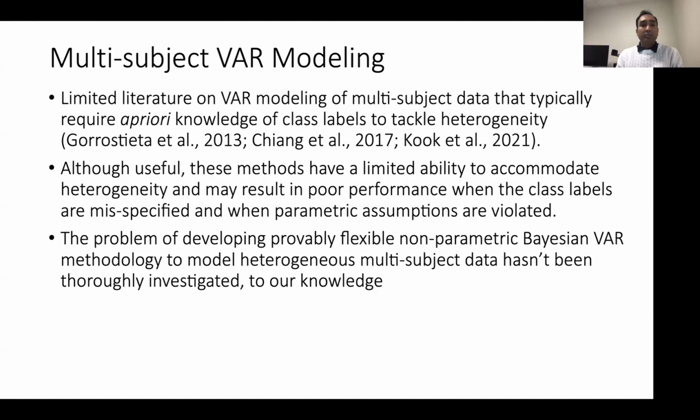There has been some literature on multi-subject VAR modeling, but these typically don't do a great job in accounting for heterogeneity. They assume known class labels or known subgroups, and so that's where we would like to relax these assumptions. Instead of assuming known subgroups in this cohort of population, we would like to learn these subgroups in an unsupervised manner. Right, so we would really like to use some kind of Bayesian mixture modeling to be able to do that.